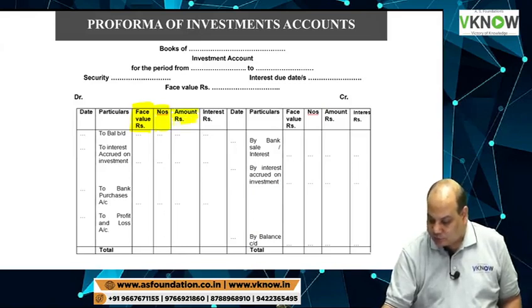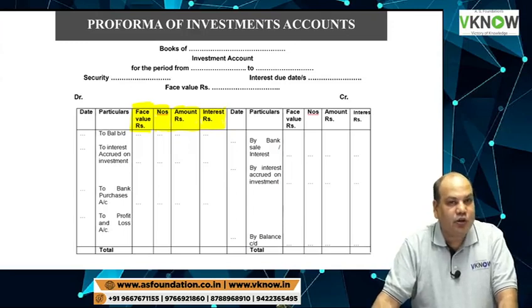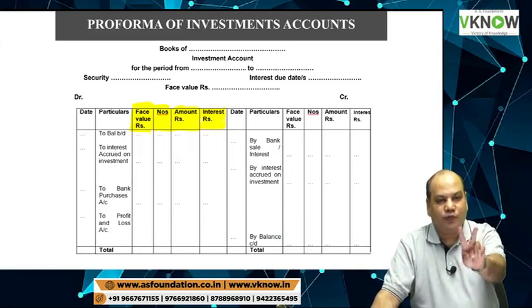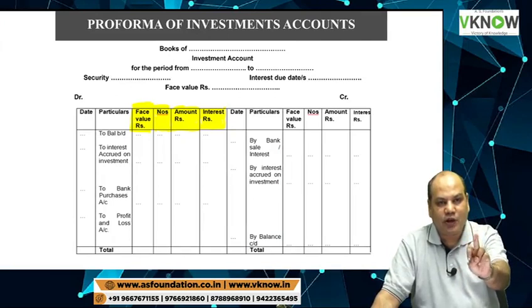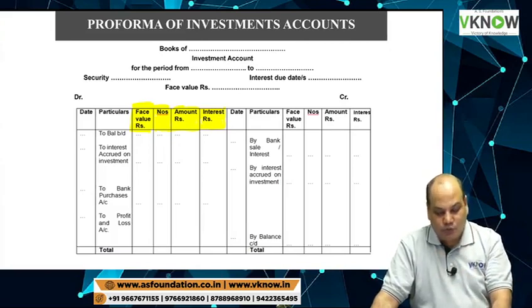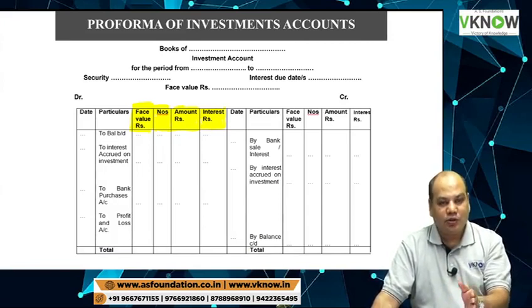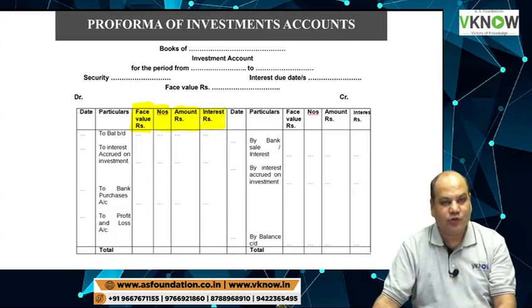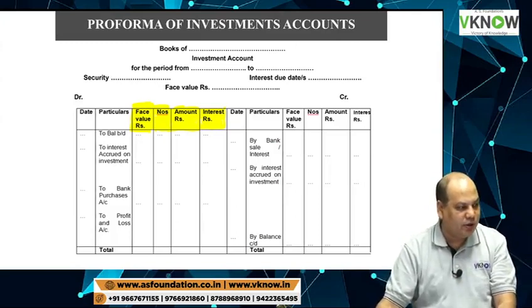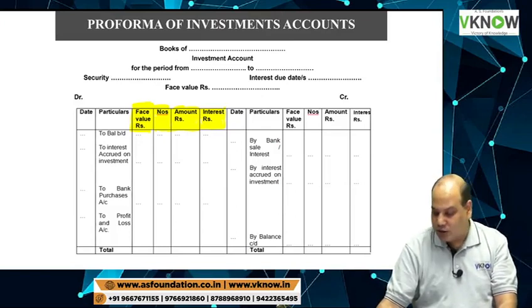This is the amount, where we record the cost of purchase of investment. In this format, we have added one interest column also. Otherwise, we can prepare two formats, one for investment and a second for interest. But if you look at the institute's answers to questions on investment accounting, they have added the interest column in this format only, though that is not compulsory. You can put a separate interest account.